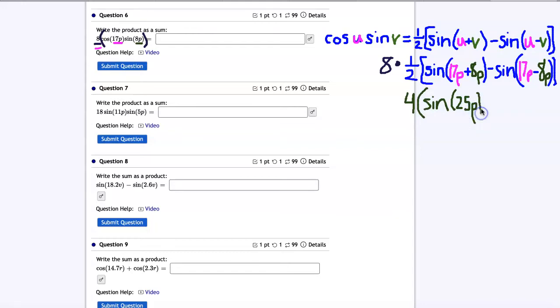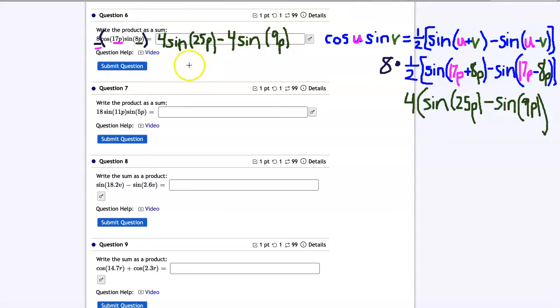And then I have minus the sine of 17P minus 8P, and that's going to be 9P. So even though they say as a sum, the sum is actually going to be a difference, and that's okay. But I'm going to have 4 sine 25P minus 4 sine of 9P. So 4 sine 25P minus 4 sine of 9P.